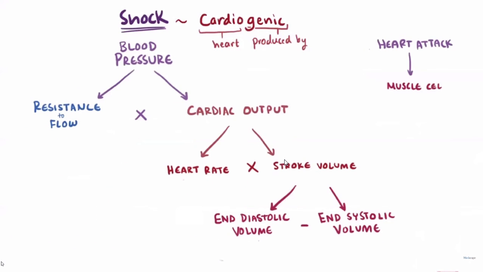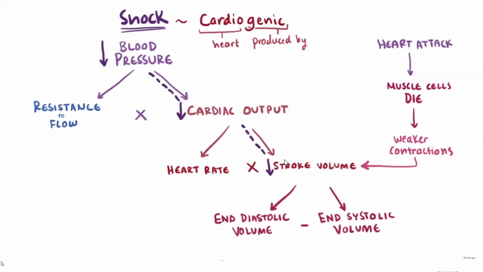When the heart's muscle cells die, it can't contract as hard, which means the amount of blood pumped out, or stroke volume, goes down, and therefore cardiac output goes down as well. In the same way as with hypovolemic shock, the body releases vasoconstrictors to increase vascular resistance and help maintain blood pressure.